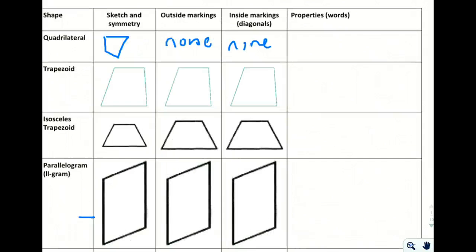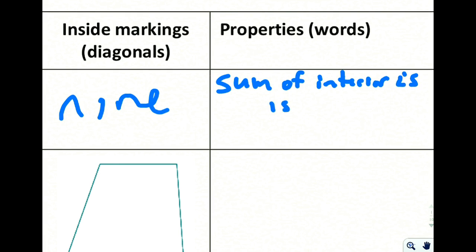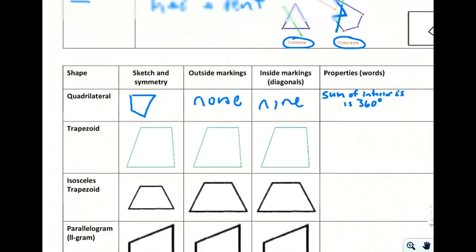And the only thing that we would write down in words here is that the sum of the interior angles is 360 degrees. That's something we already know, but just good to remember. It will be very useful for us. So sum of interior angles is 360 degrees.